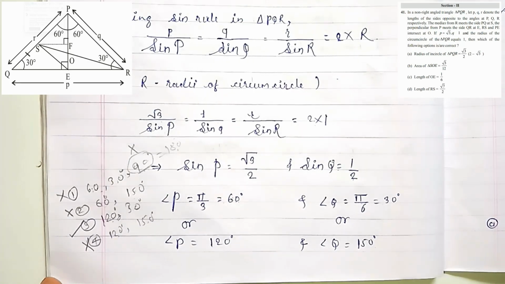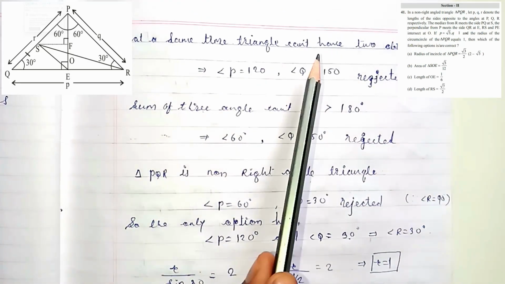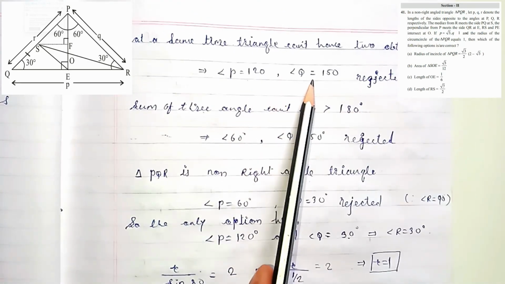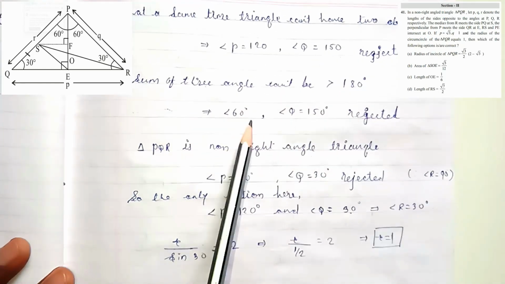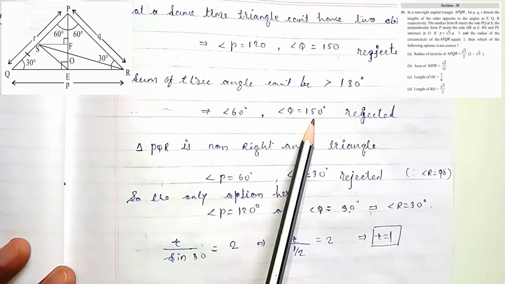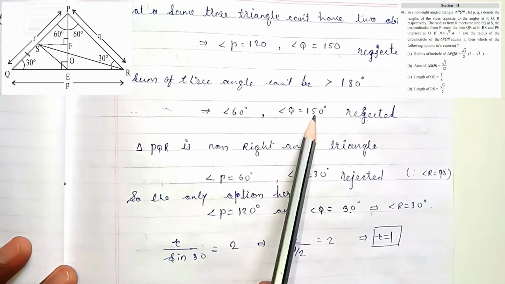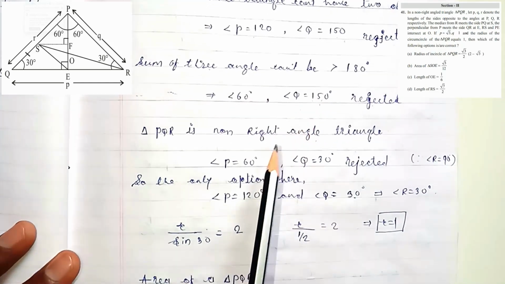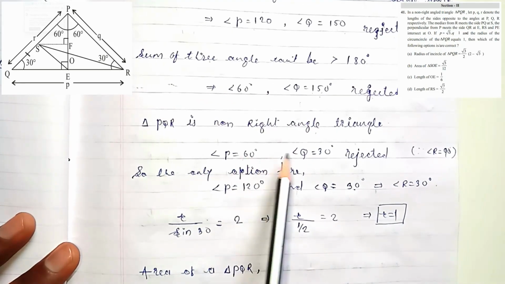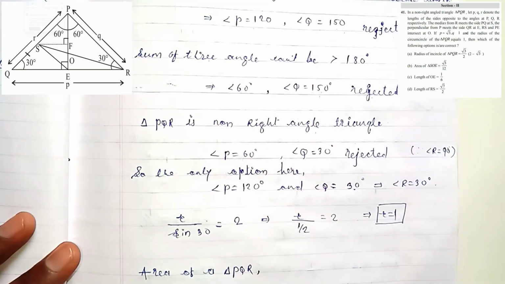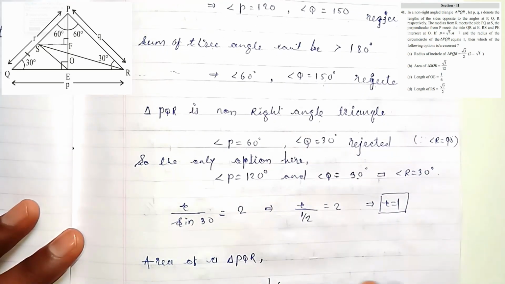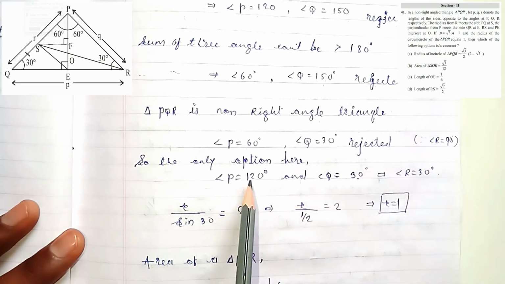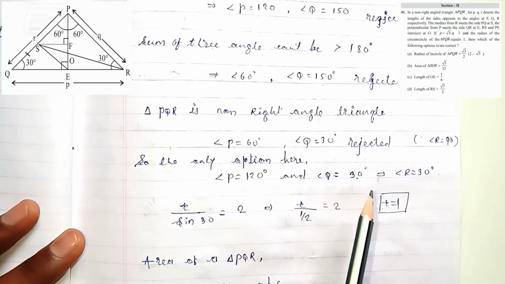The same thing I explained here. Angle P 120 and angle Q 150 is rejected because it would be a triangle with two obtuse angles. Angle P 60 and angle Q 150 is also rejected because the sum of the angles is bigger than 180. And third, 60 and 30 is rejected because the third angle gives a right angle triangle, which is not allowed in our question, as it is non-right angle. So the third option is gone. Now we have to opt for angle P 120 degrees and angle Q 30 degrees.